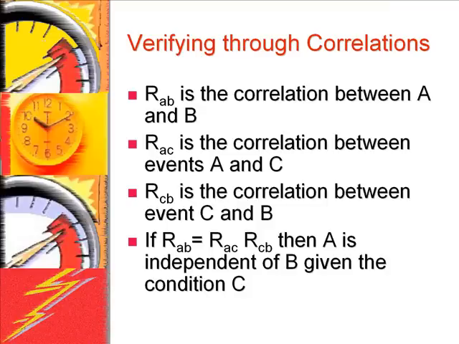Correlations can be used to verify conditional independence. To examine independence of an event A and B in population where event C has occurred, we need 3 pairwise correlations: between A and B, between A and C, and between C and B. Events A and B are conditionally independent of each other if the product of the correlation of each event and the condition is equal to the correlation between the two events.